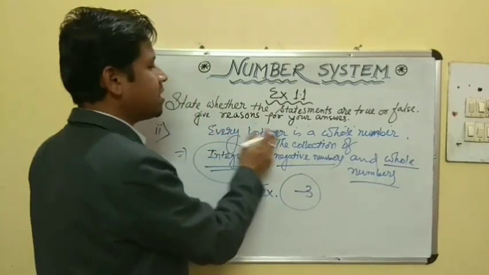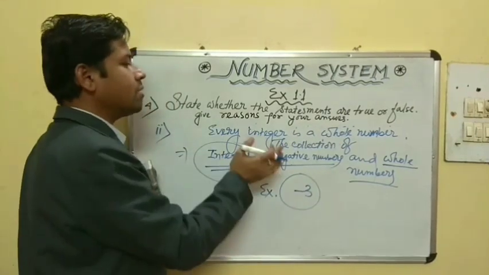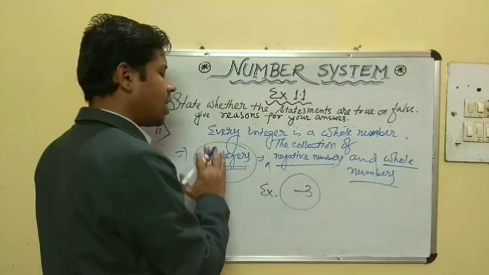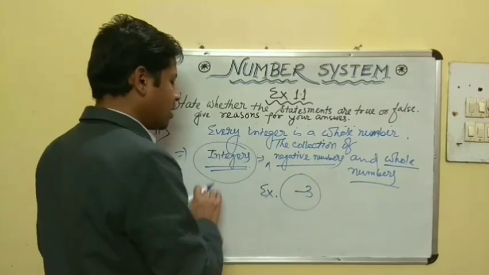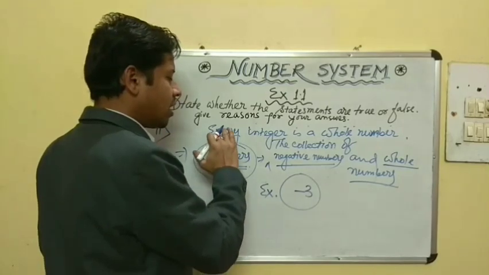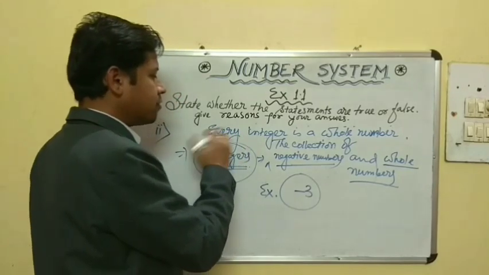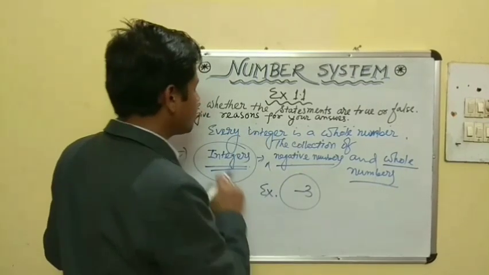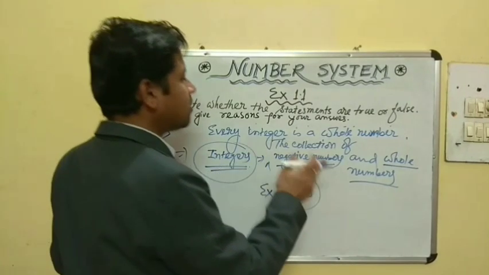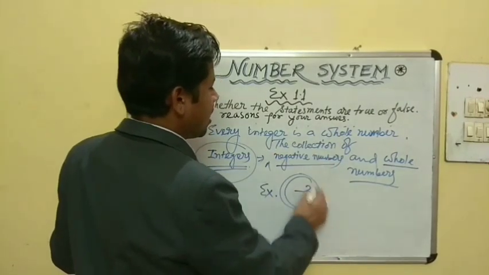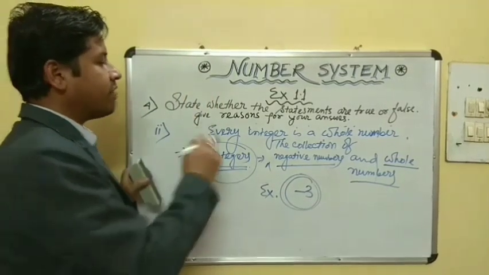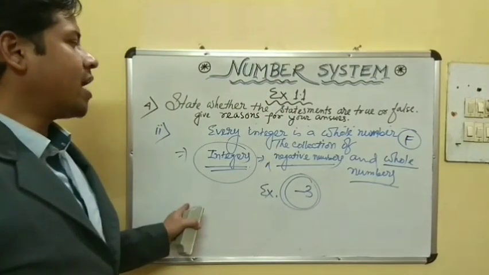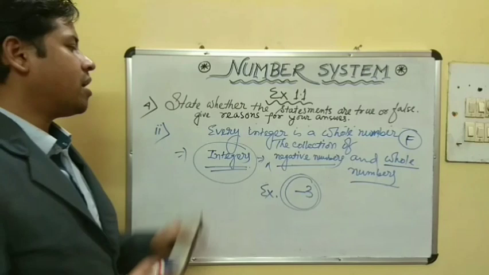Every whole number is an integer, because the whole numbers are part of the integers. But the reverse is not true, because not every integer is a whole number. So I think it's clear to you. The given statement is absolutely false. We conclude that "every integer is a whole number" is a false statement.